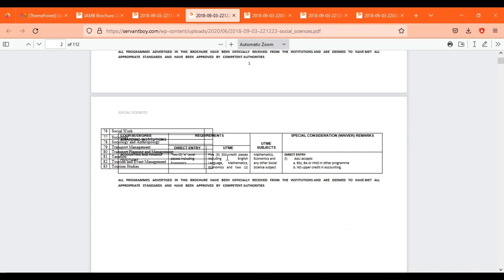Look at accounting. For accounting, the UTME subject combination is mathematics, economics, and any other social science subject. So you can go through the waivers and look at it as well for the schools of your choice. So it is very, very important that you know the right subject combination so that your JAMB score will not just be a waste.